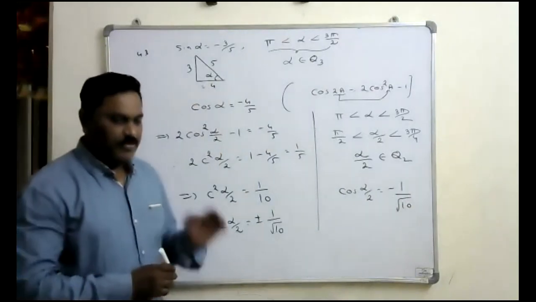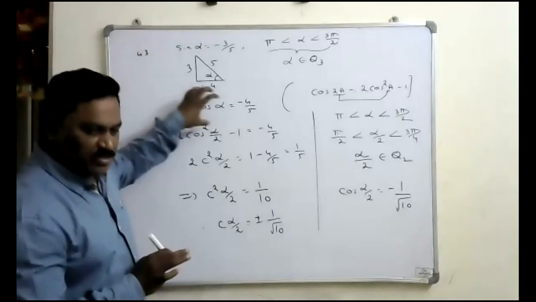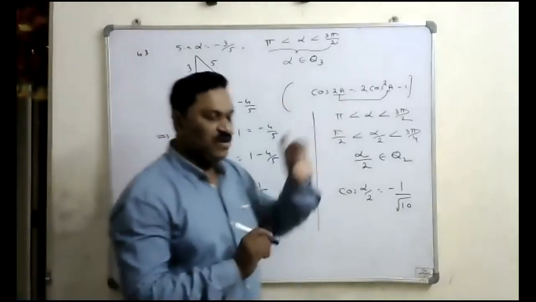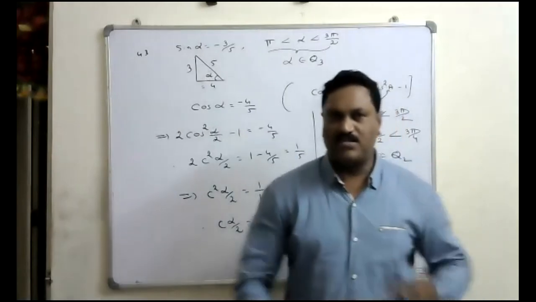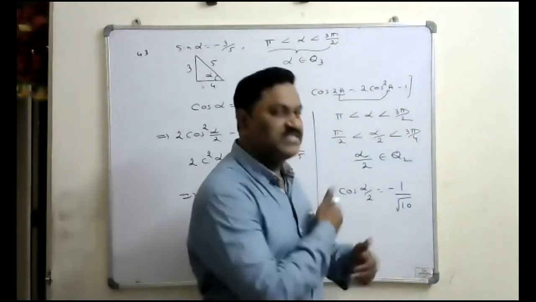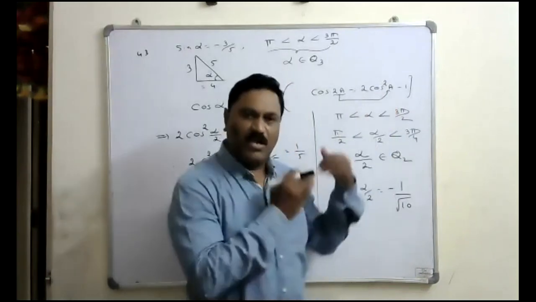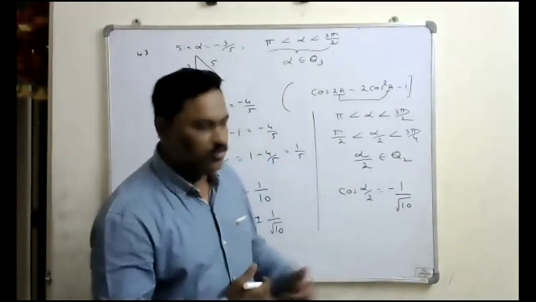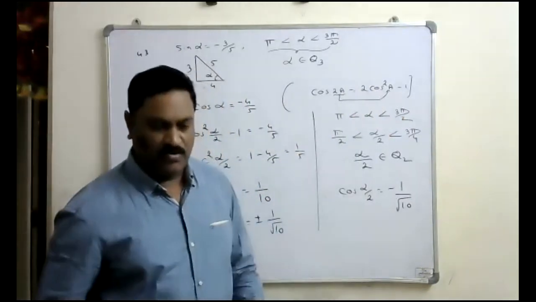Understood that? Whenever a function is given, first convert it into the cos, because we know the formula for cos 2a in terms of the cos, in terms of the sine, and in terms of the tan also. Suppose if they ask about sine alpha by 2, write down this formula in terms of the sine. If they ask about the value of tan alpha by 2, write down this formula in terms of the tan, then you have to find the corresponding value. Like that.